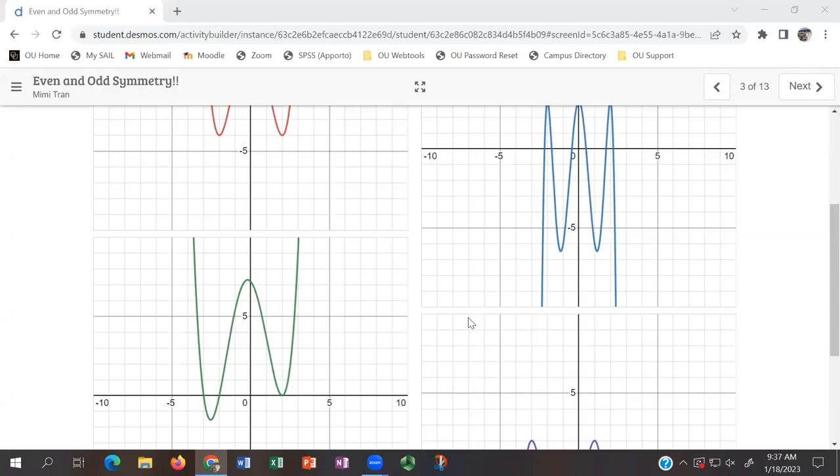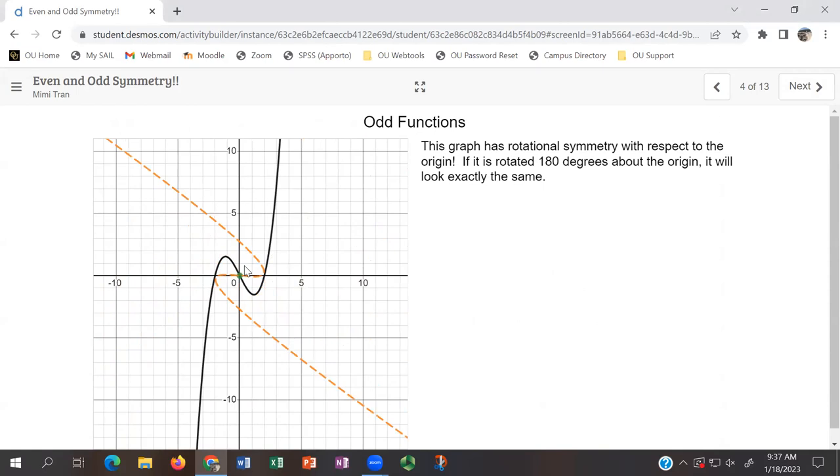So the blue one is not even a function because it's not symmetric about the y-axis. Our function is symmetric about the origin. If I were to rotate this black graph 180 degrees, it should go back to the original graph. So those are our functions. They're symmetric about the origin, (0, 0).